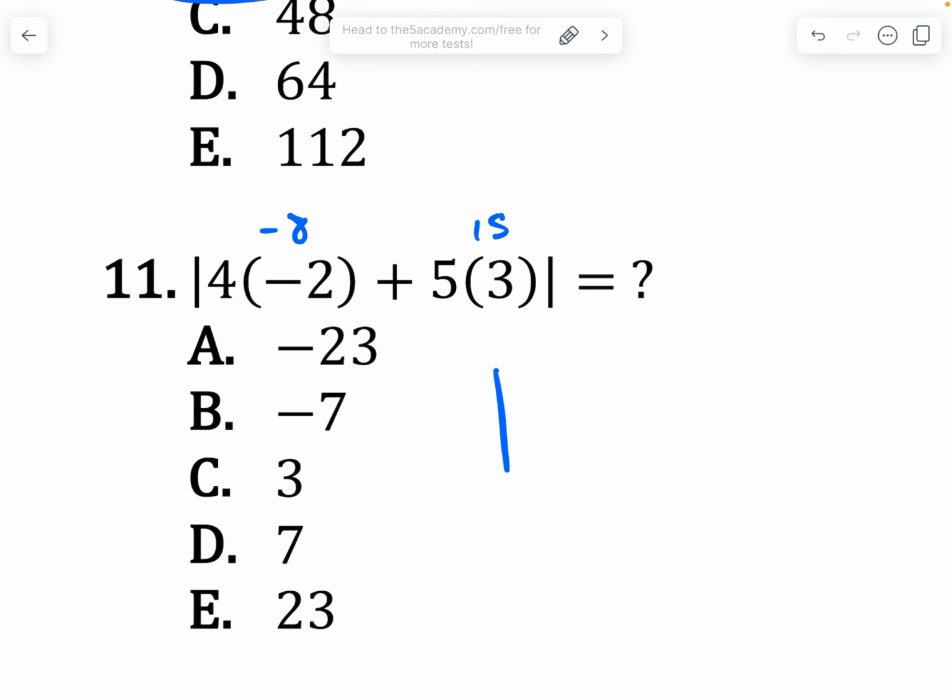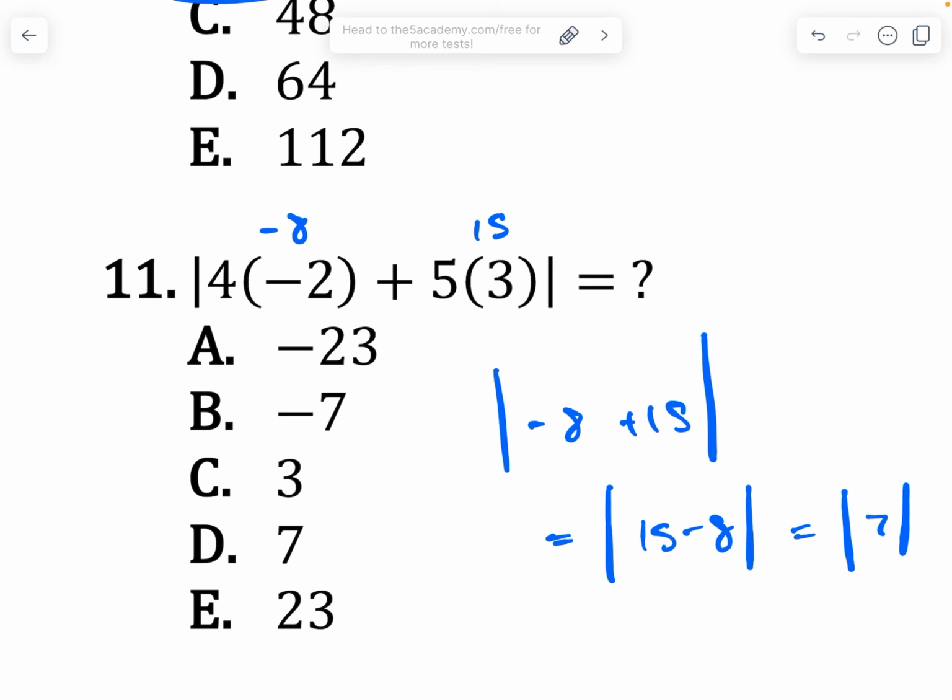Okay, so absolute value of negative 8 plus 15. This gives you 7, right? Absolute value of 15 minus 8, effectively. You can rewrite it. Absolute value of 7 is just 7. Okay.